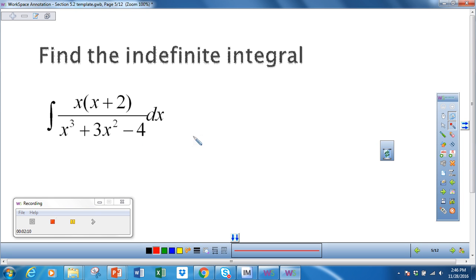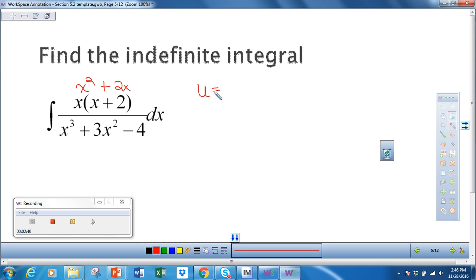Okay, this one is similar to that. One of the things I can notice is that if I were to distribute this, I get x squared plus 2x. It's a rational function. Also, I want to make sure that the exponent on the bottom is bigger than the exponent on the top. If that's not the case, then I have to use long division. But in this case, the exponent on the bottom is bigger than the exponent on the top, so now I'm going to try to use a u substitution.